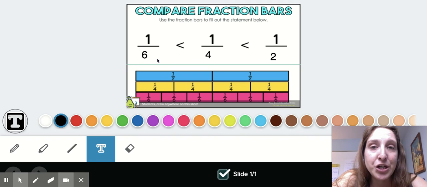All right, now it's your turn. Compare the fraction bars on the next couple slides. Make sure you fill in the denominator for each one to make the sentence true.